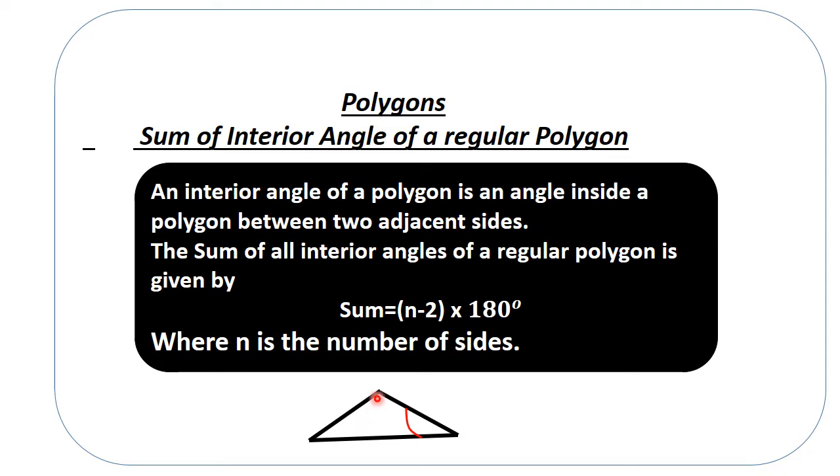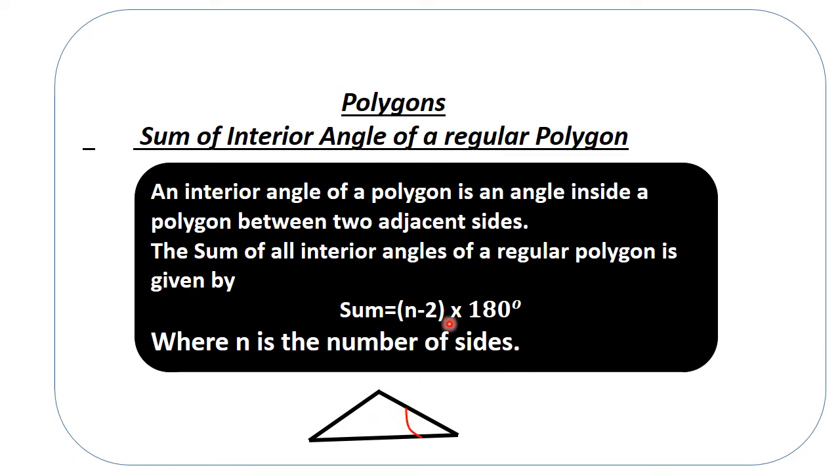So how true is that? The n for a triangle is 3 because there are 3 sides. So if you put 3 here, you're going to have 3 minus 2, which is going to give you 1. 1 times 180 gives you 180. That's why we say angles in a triangle add up to 180. It means that when you get this interior angle and this, you add them up, they will give you 180.